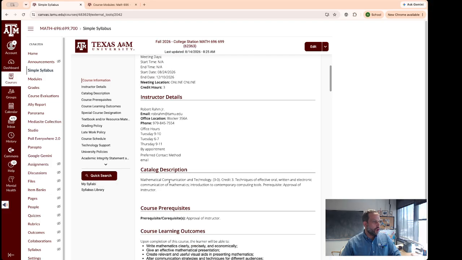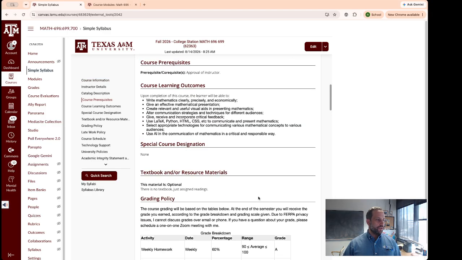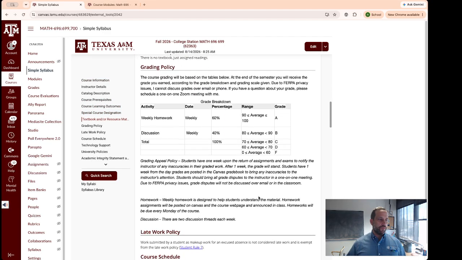Okay, so mathematical communication and technology: techniques of effective oral, written, and electronic communication of mathematics, introduction to contemporary computing tools, and there's really no prereq for this class. I'm going to go over some of the stuff that we're going to be doing, but let me go over the syllabus first. There are 2 categories here: weekly homework and discussion.